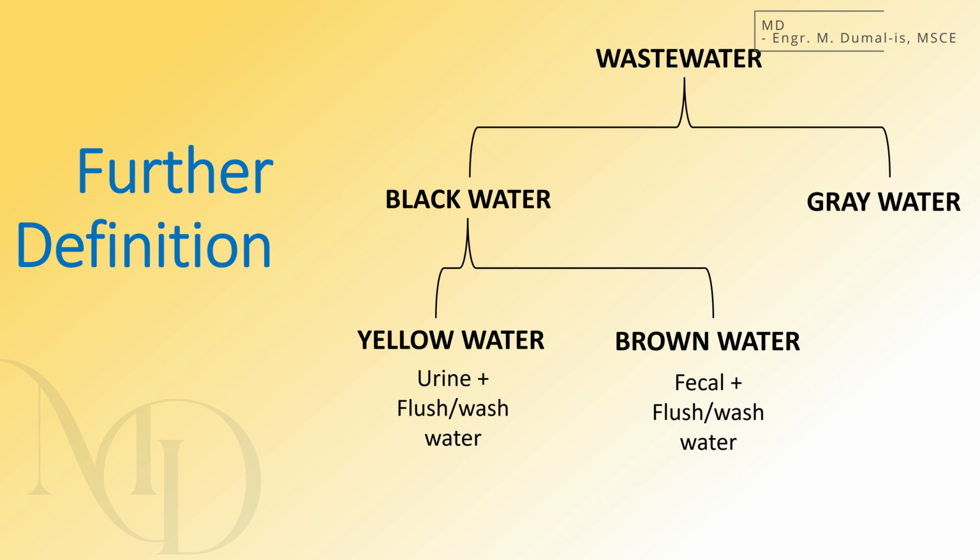To make it clearer, yellow water is basically urine combined with flush water or wash water. Brown water, on the other hand, is fecal matter mixed with flush water or wash water. Being familiar with these terms will make it easier for us to understand modern waste separation and recycling systems.